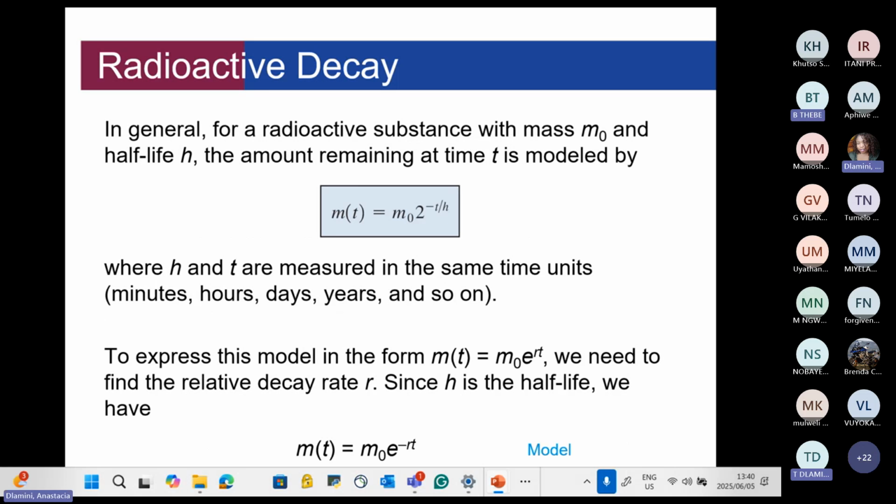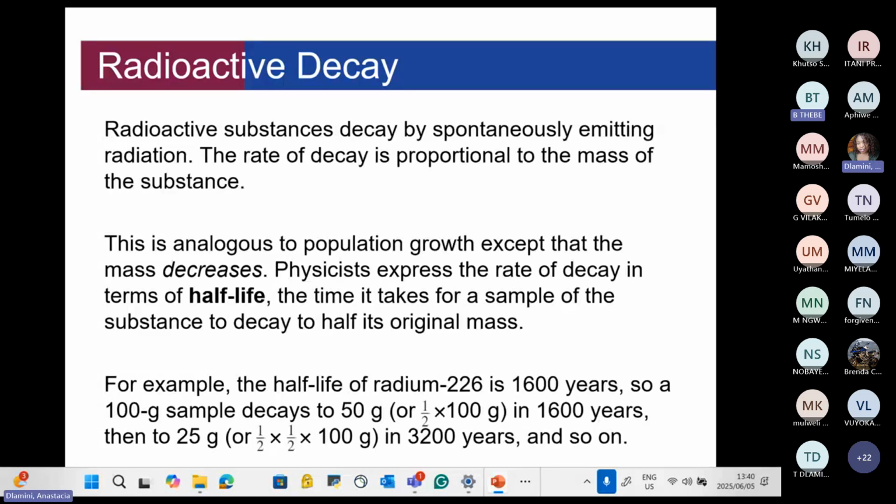Yes, ma'am. So they are saying it decreases to half every 1,600 years. That's how the physicists express the rate of change with radioactive substances, because they work with radioactive substances. So they measure it in half-life. They'll say how many years until the mass is half of the original. That's what they are doing.